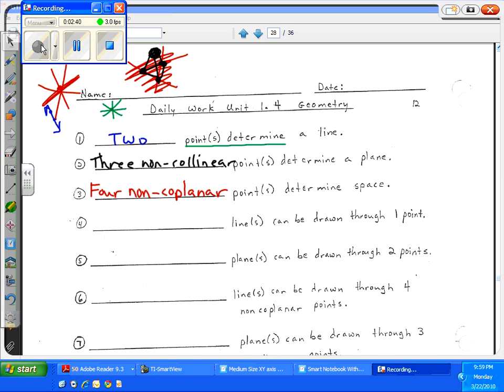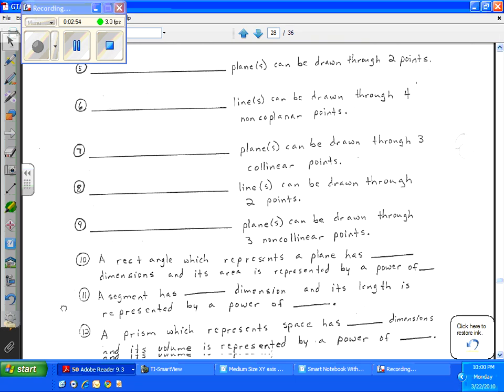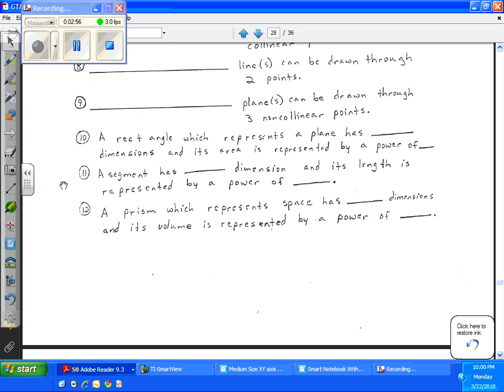We're going to let you answer some of these others by yourself. I wanted to definitely go through the first 3. 2 points determine a line. 3 non-collinear points determine a plane. 4 non-coplanar points determine space. And you can use the chart on the page before to answer the other questions.